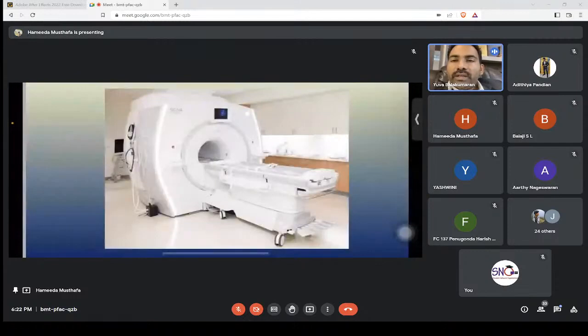So this is the MRI machine. It is almost the same as the CT machine, but here we have a magnetic field instead of X-rays.